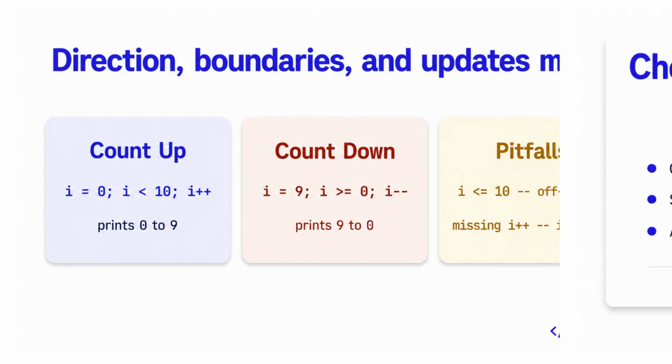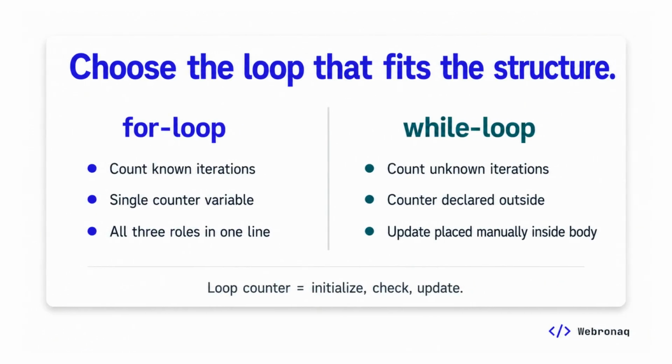Let's wrap everything up now. Alright, let's pull it together. A loop counter is a variable that controls repetition through 3 roles. Initialize it, check it in a condition, update it every iteration. When you know the exact number of iterations ahead of time, a for loop is the natural fit, because all 3 roles sit together in one line and are easy to read at a glance.